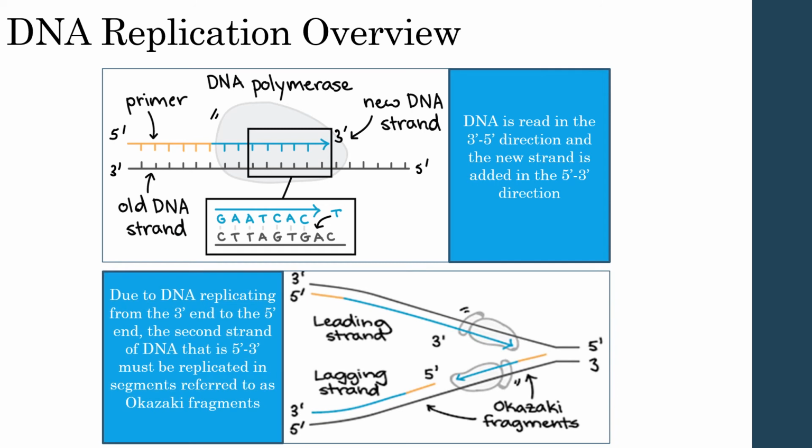Because of that, when you look at the second diagram, the second strand of DNA, that is 5 prime to 3 prime, must be replicated in segments referred to as Okazaki fragments. That is just because it is going in the opposite direction that DNA naturally replicates in.